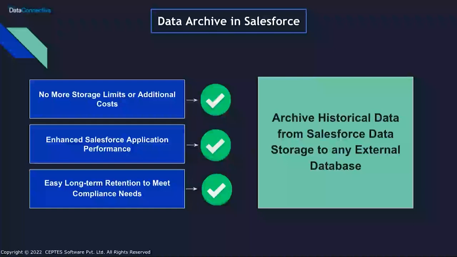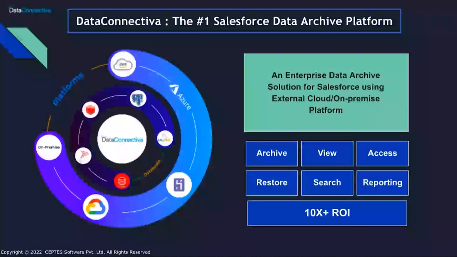So now we talked about archiving. The application which helps you to do it is Data Connectiva. Data Connectiva is an application by Septus, and this is the number one data archiving platform in Salesforce. If you look at this diagram, we talk about the different combinations of databases and platforms. That means Data Connectiva works with multiple different platforms and database combinations, whether it can be GCP, Google Cloud, Heroku, Azure, AWS, or any other database like MySQL, Postgres, MS SQL. So any combination we support.